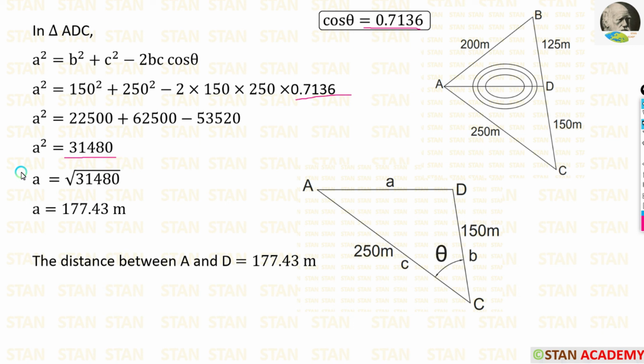We can take a square root on both of the sides. Finally we are getting a is equal to 177.43 meter. We know that a is the distance of AD, which is asked in the question. So we got the distance between A and D, that is 177.43 meter.